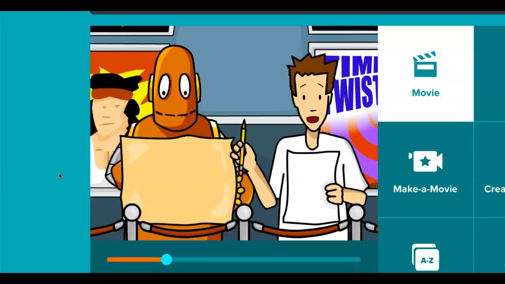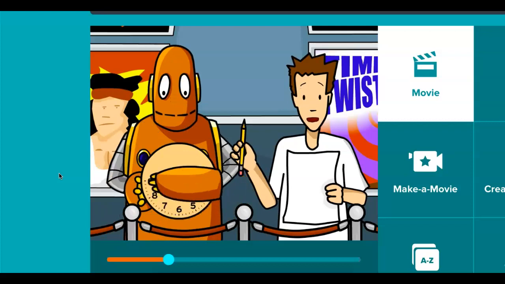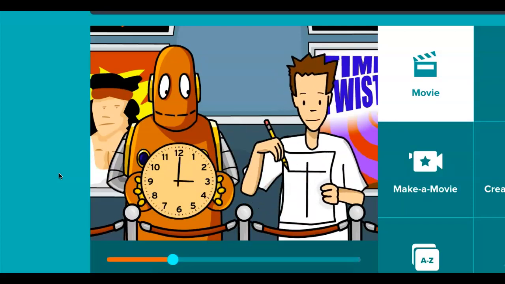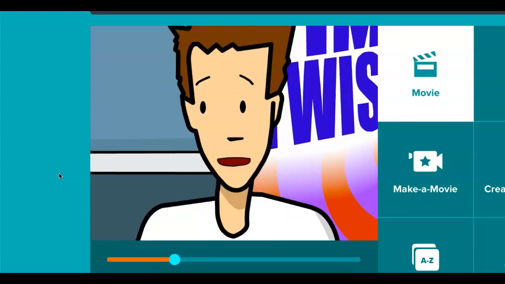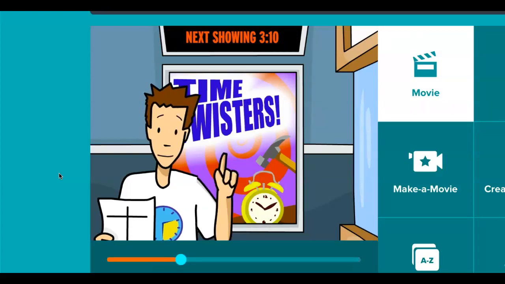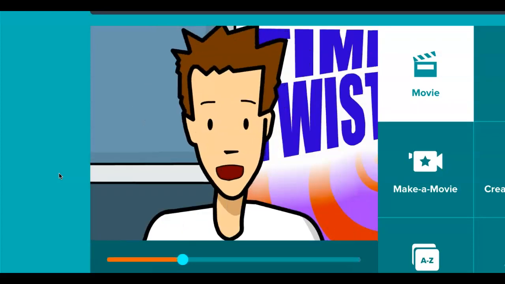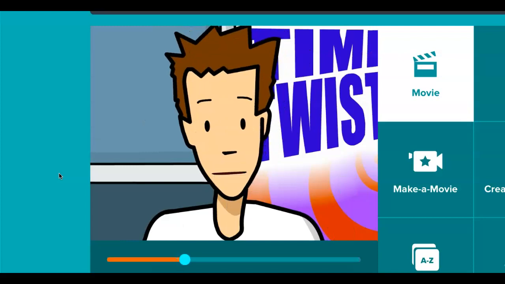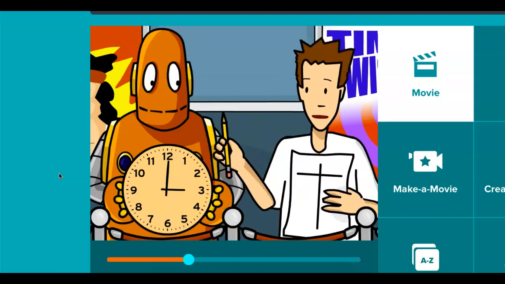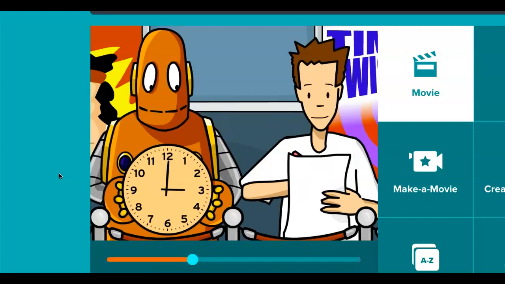There are tons of ways to solve elapsed time problems, but we'll stick with two: the cutout clock with movable hands and the T-chart. Don't worry, you'll get it after we try a few examples. First, let's figure out when Time Twisters is really going to start. It says it's starting at 3:10, but we know there will be about 15 minutes of previews and commercials first. So, what time will the movie really start? Let's use the T-chart for this one.